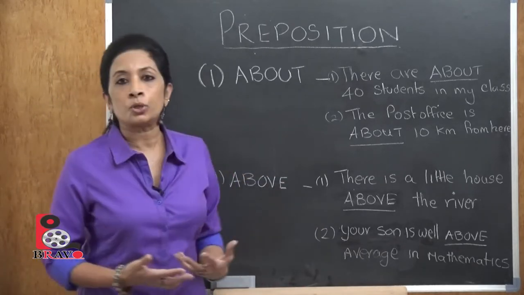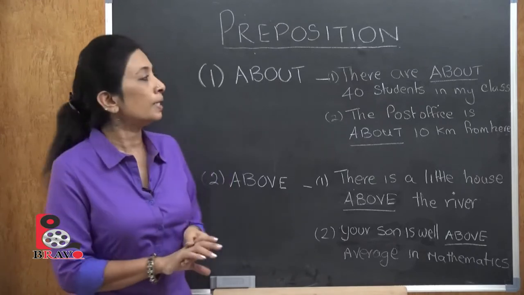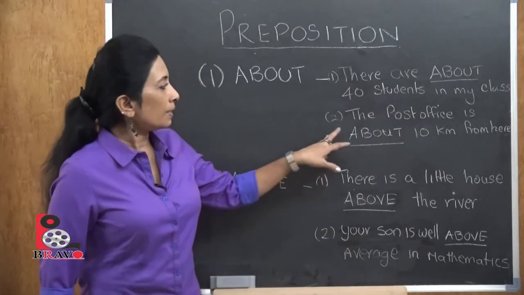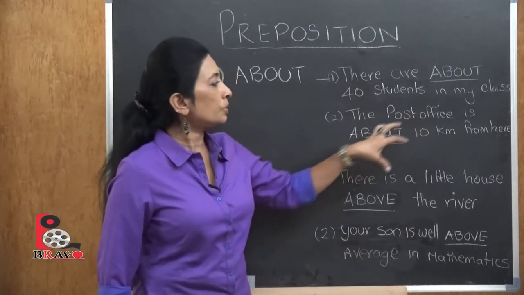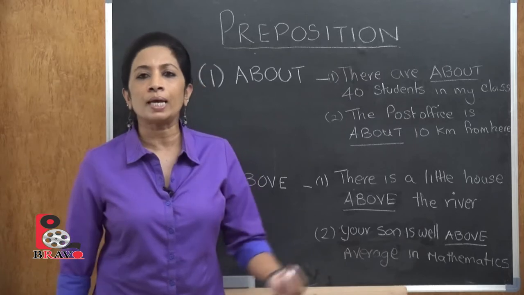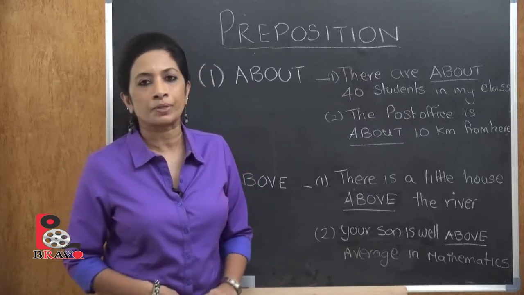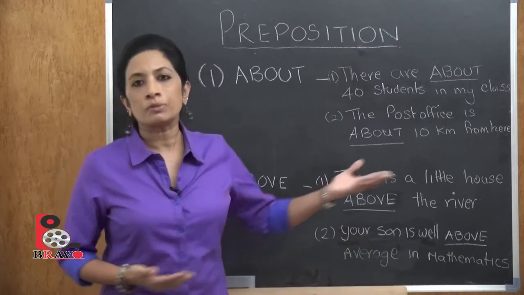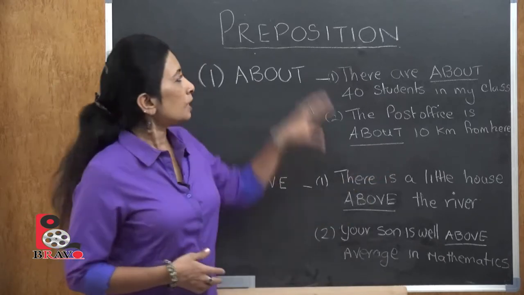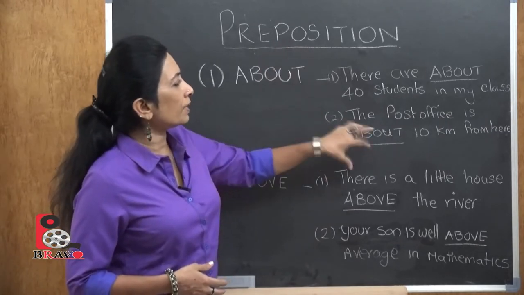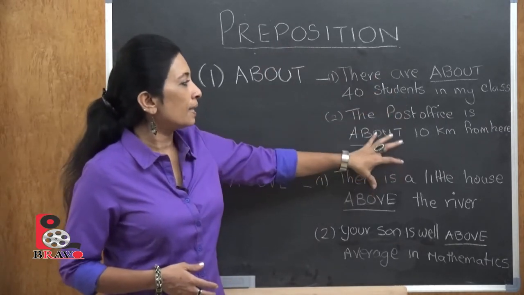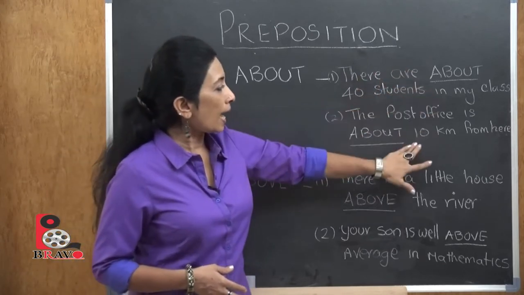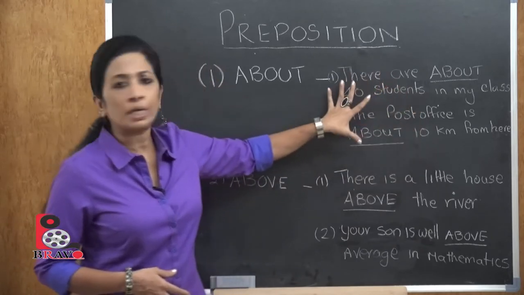When you're not sure, but you really have to make the estimate, then you say there are about 40 students in my class. Second one: the post office is about 10 kilometers from here. When somebody asks you where the nearest post office is, you're not sure, but you would think approximately 10 kilometers. So you say the post office is about 10 kilometers from here. These preposition words play a very vital role in any sentence, and they make a big difference in meaning. So about is used here and there, and you can see these are very commonly used words.